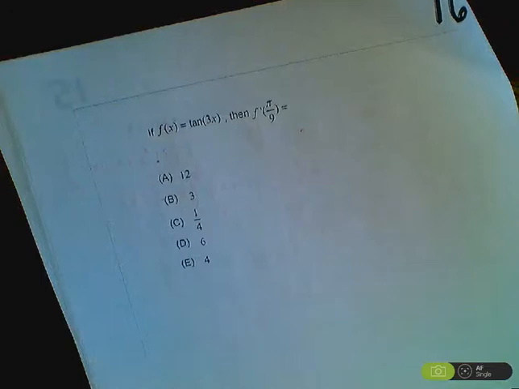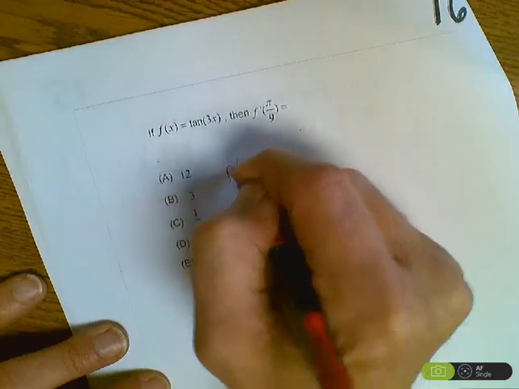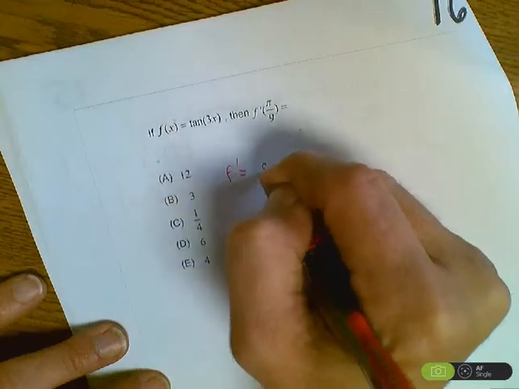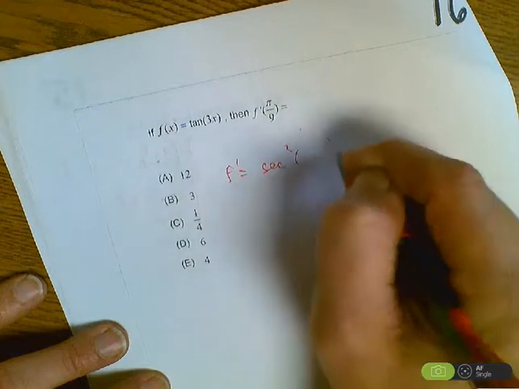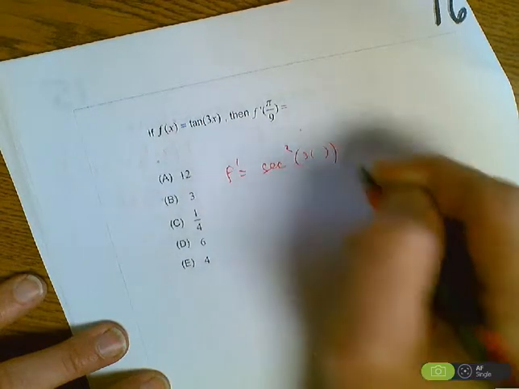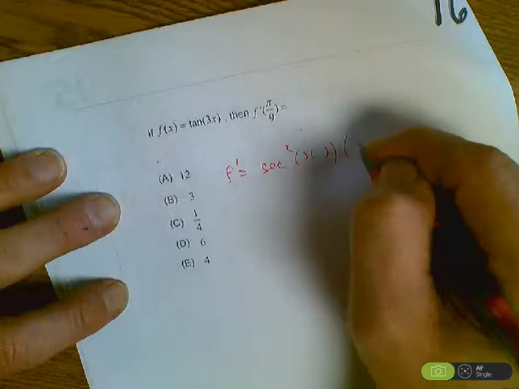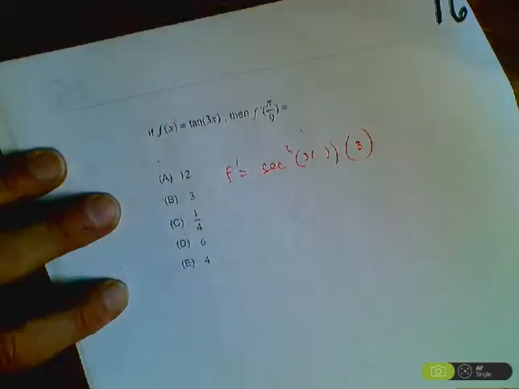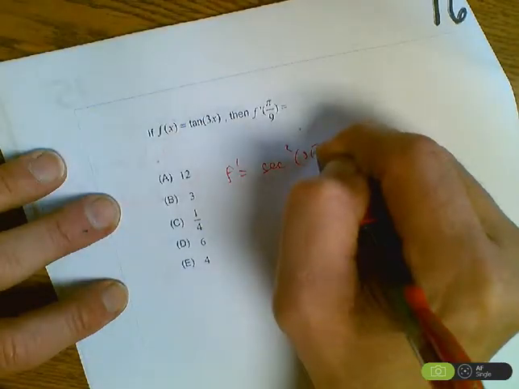Tangent of 3x. Easy money. f prime equals the secant squared of that Joop, which is 3x. Then we have to do what? We have to take the derivative of the inside, which is 3. Okay, let's put pi over 9 in here now.